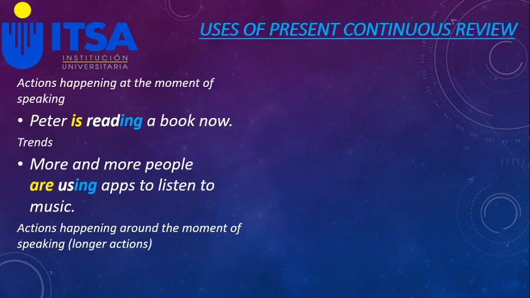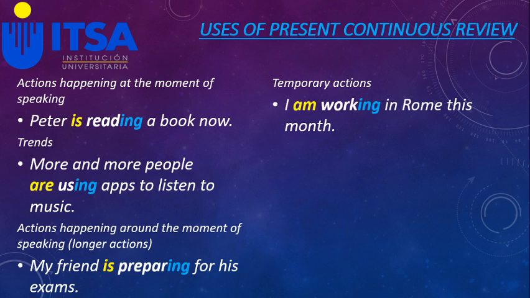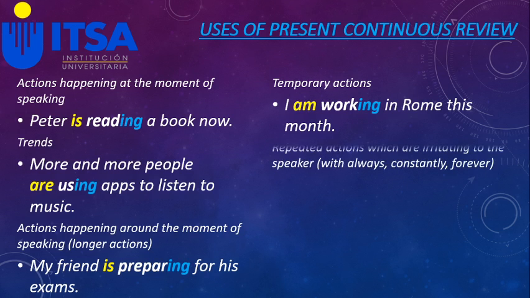3. Actions happening around the moment of speaking. We are talking here about longer actions. For example, my friend is preparing for his exams. It's not just right now, it's now and around now, maybe a little bit into the future. We use also the present continuous to talk about temporary actions. For example, I'm working in Rome this month, or I'm working at home this month because of the quarantine.